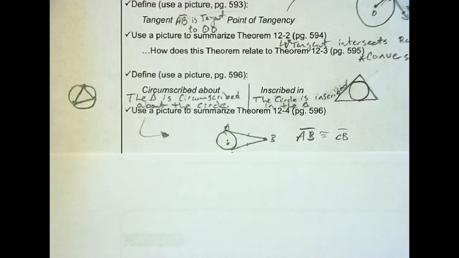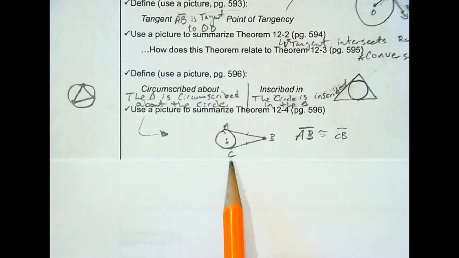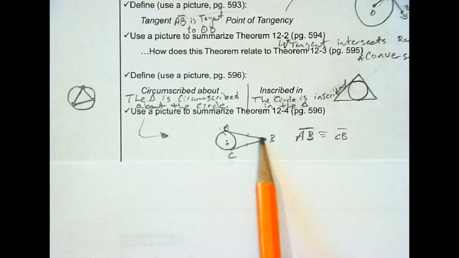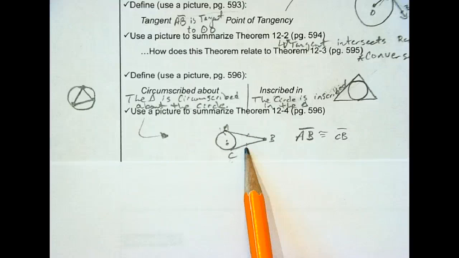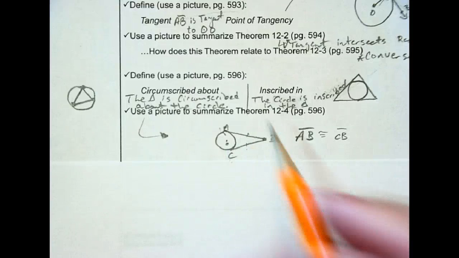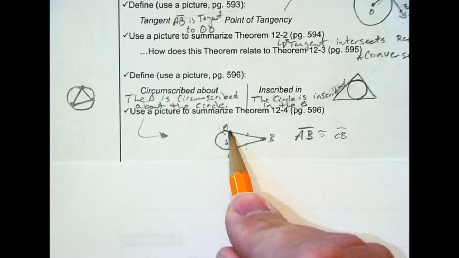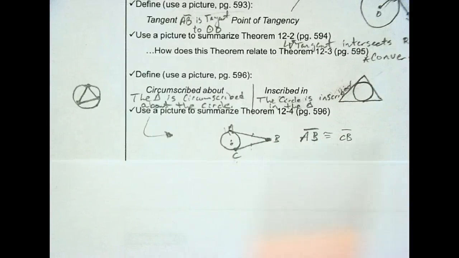And the last one, our theorem to summarize 12-4. Here, you have circle O with points of tangency at A and C. If you have two tangents coming from the same point outside a circle hitting the same circle, then those tangents are congruent. So from the point to the point of tangency will be congruent on each of those segments. So AB is congruent to CB. So that's just a bit of background knowledge. The rest you kind of already have.